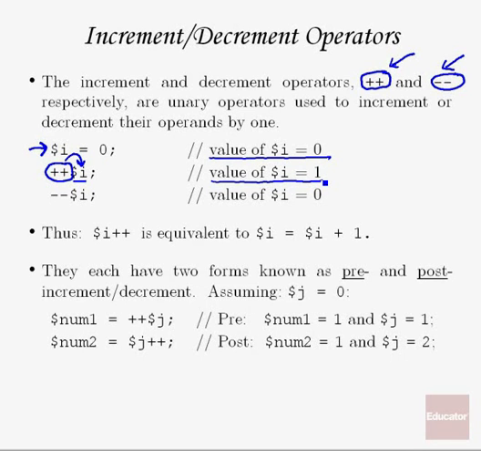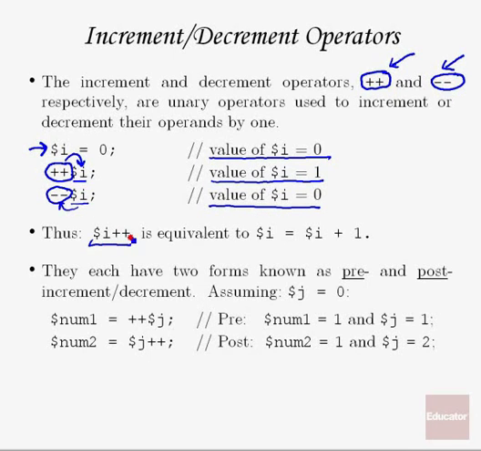Likewise, the decrement operator does the opposite. It subtracts 1, so it says take the value of i and subtract 1 from it. And again, that's two minus signs. Because i previously was 1, we decrement it. i is now equal to 0. So basically, there are kind of two operations going on at once here.